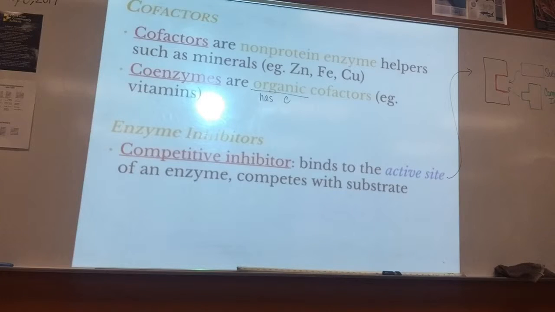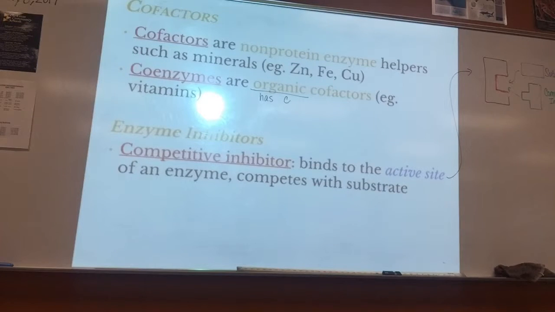If these guys are bouncing around and the competitive inhibitor gets to the enzyme first, then is the reaction going to occur? No. If the substrate gets there first, then the reaction will occur. Obviously, if you have no inhibitors, the reaction rate will be the highest. As you introduce inhibitors, they can stop the enzyme from working by physically blocking the substrate. So inhibitors decrease the rate of reaction.